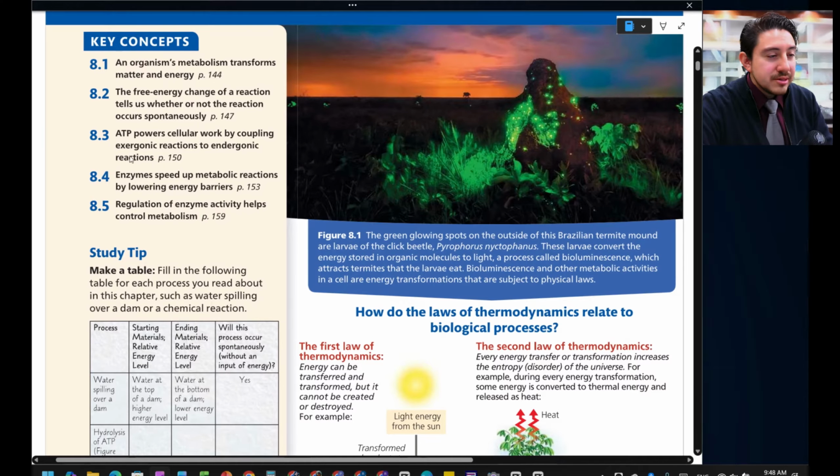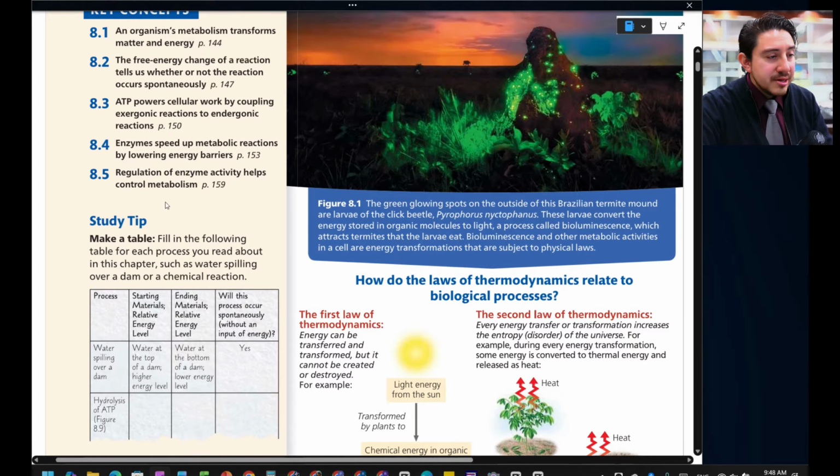Section 8.3 is ATP powering cellular work by coupling exergonic reactions to endergonic reactions. And then we spend time on 8.4 and 8.5 talking about enzymes, right? Their characteristics and how they help chemical reactions occur more effectively.